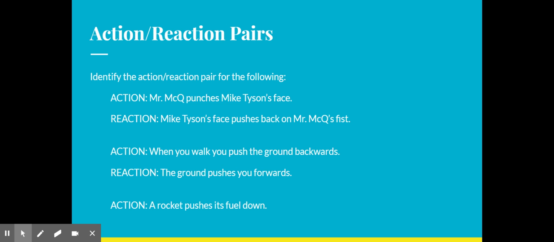A rocket pushes its fuel down. So for a rocket to work, it needs to have fuel and it pushes it the opposite way that it wants to go. What's the reaction for this? That's right, the fuel is going to push the rocket up. So until the rocket runs out of fuel, it's going to be able to go up.